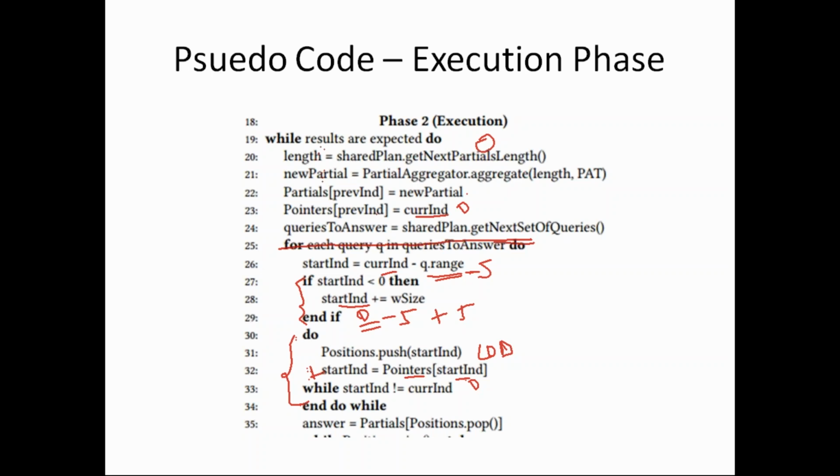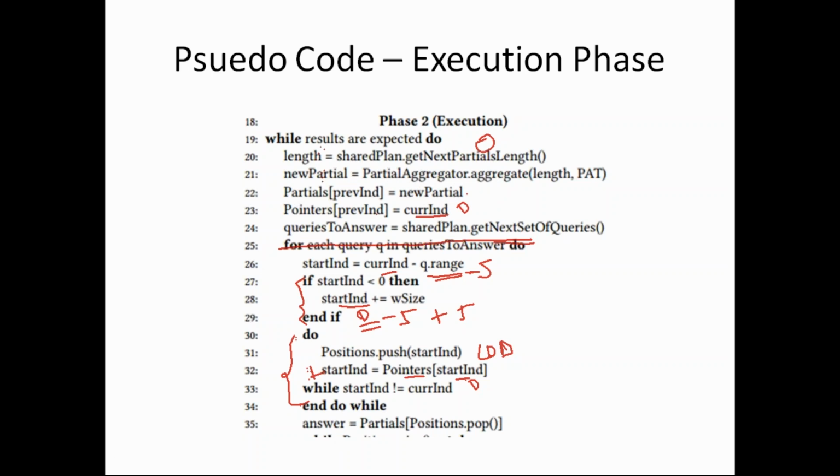The partial for the positions when we do pop, it was 4. See, the position dot pop is 4, right? So I want to get the value partial of 4. Now if you look at line number 22, partial of 4 is what? 2. New partial is what the value we pass. That is 2 here. So the answer is 2 right now.